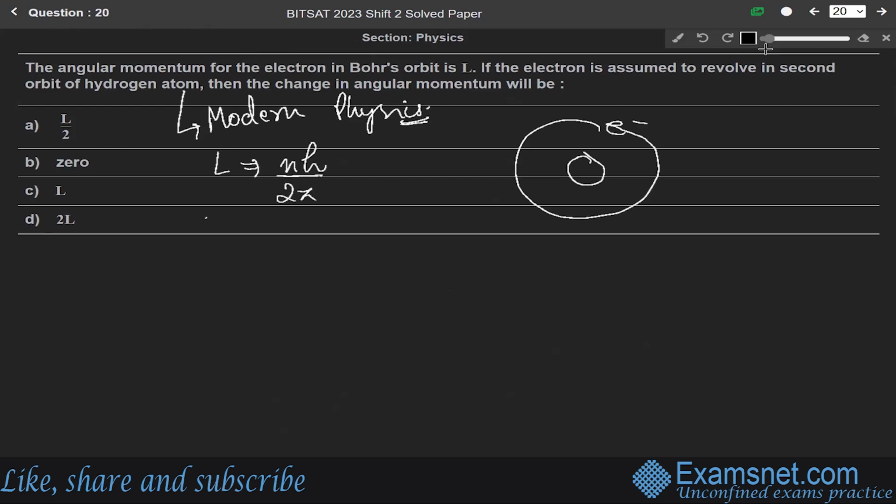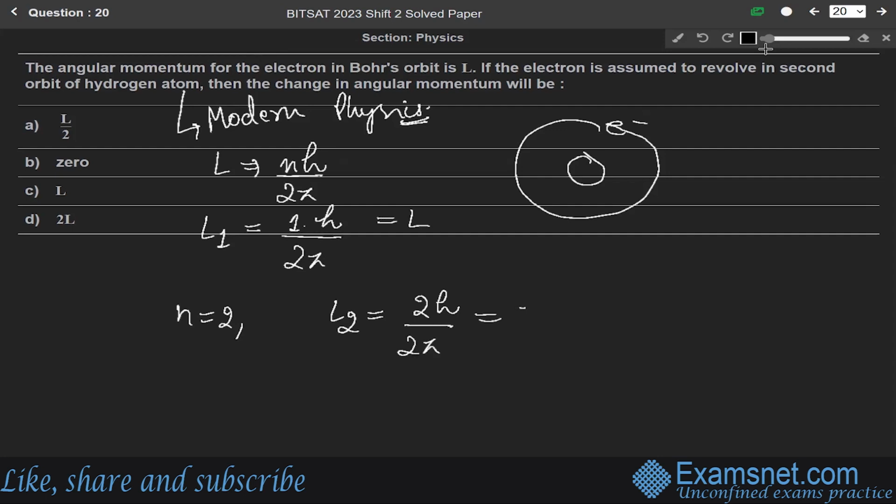So for L1, n means the first orbit. First of all, it is assumed to be revolving in the first orbit. So 1 into h over 2 pi. Let us say this is equal to L. And for the second orbit, n will become 2. So L2 will be equal to 2h over 2 pi. Let us say it is 2L.